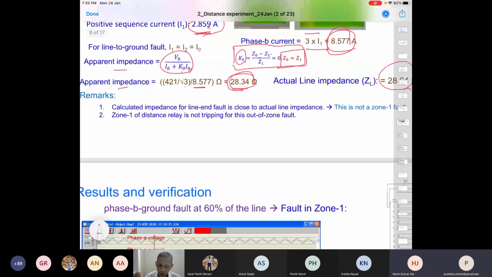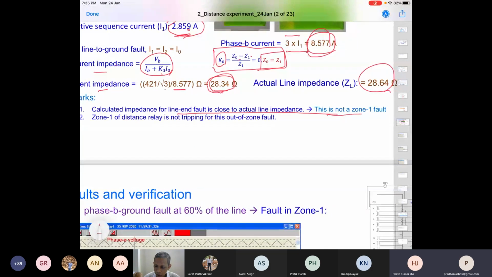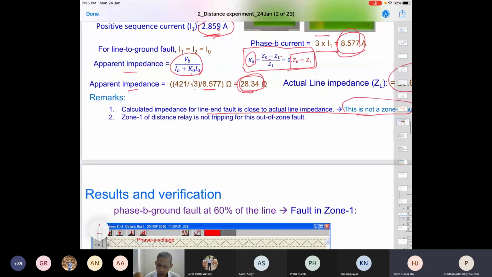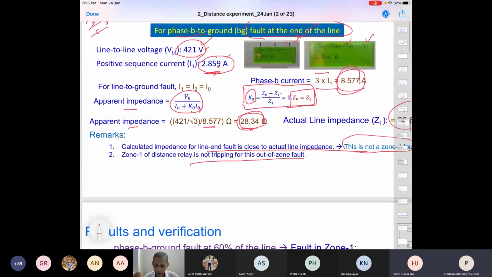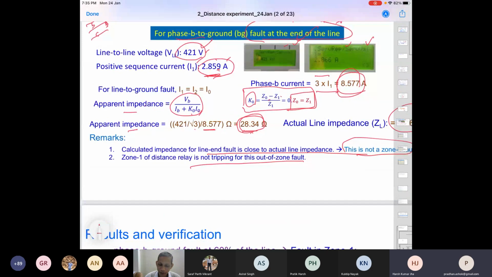So what is the conclusion? We calculated the corresponding line impedance, and we found that this is not tripping, and this is not in zone 1. So the zone 1 relay is not tripping for this zone fault. Okay? So therefore we are able to see and measure this quantity, and moving forward.